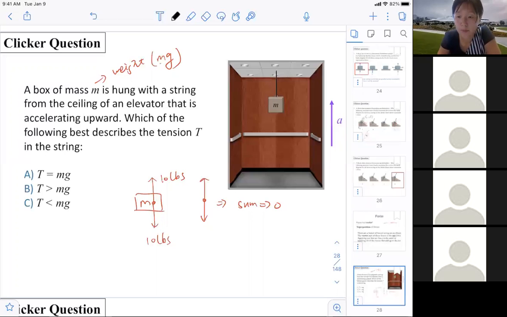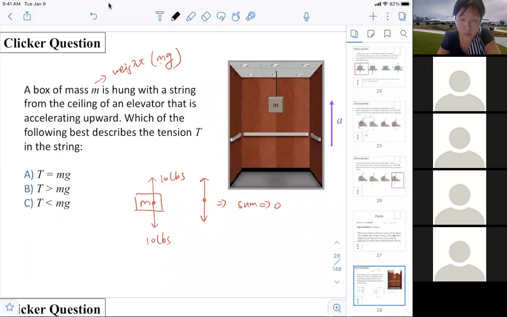Okay. Any last minute vote? Let's go for 10 more seconds. If you haven't voted already, please do so. Okay, any more votes? All right, if not, I'll go ahead and share the results with you. This is our result. We have a slight preference for A, where tension and the weight of the object are balanced.